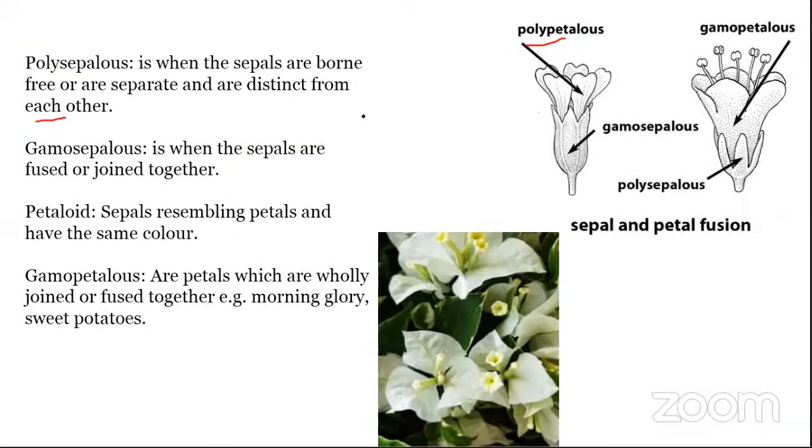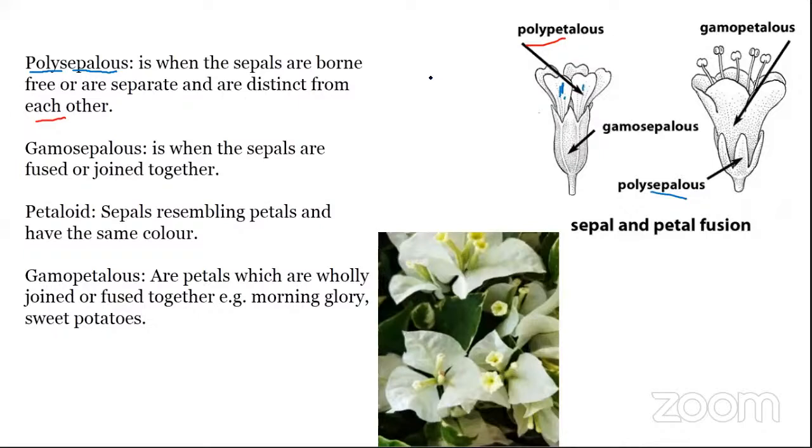Okay, I was still telling you of poly, which means many, sepals. So polysepals is when the sepals are borne free or are separate and are distinct from each other. So you just need to have separate sepals. You can see them. And then polysepals, you have separate sepals. Polypetals, you have separate petals.